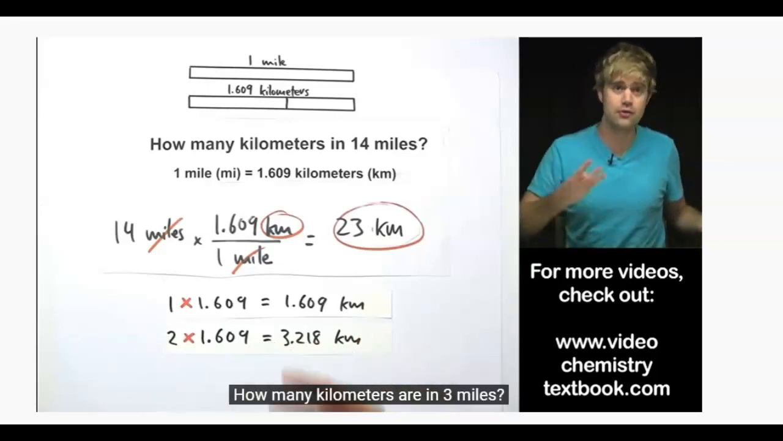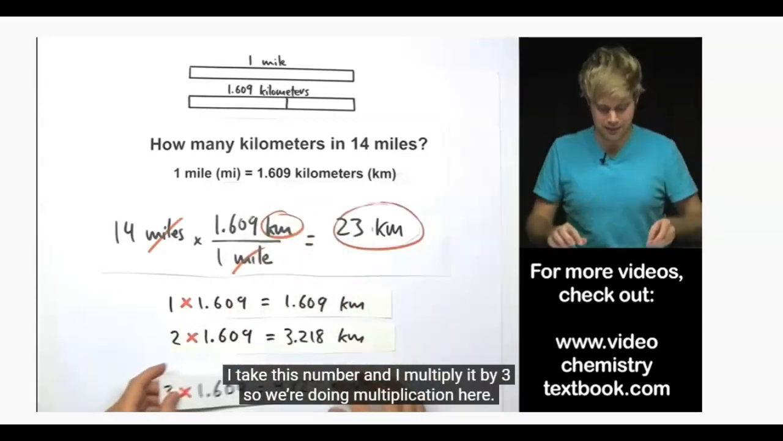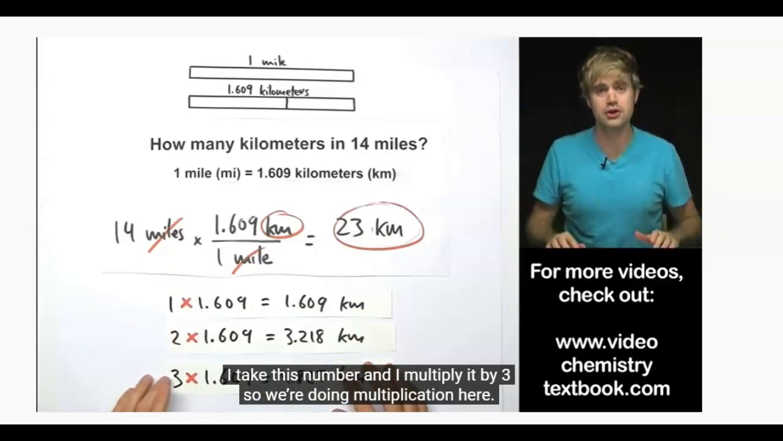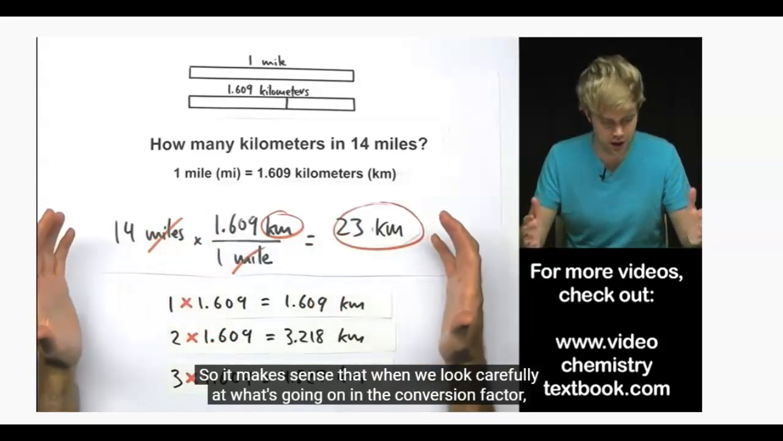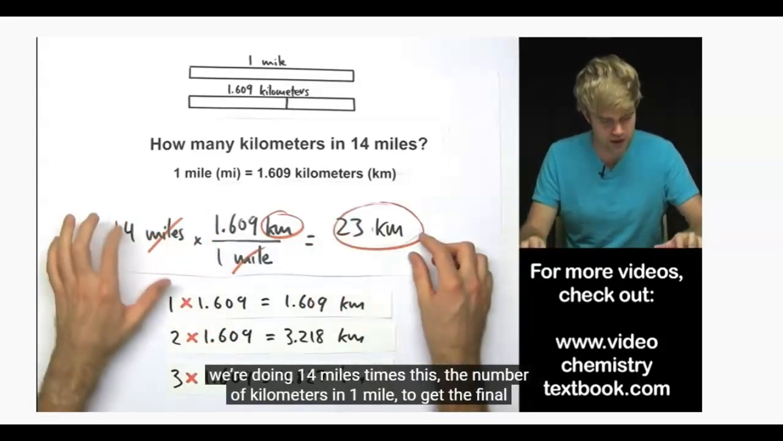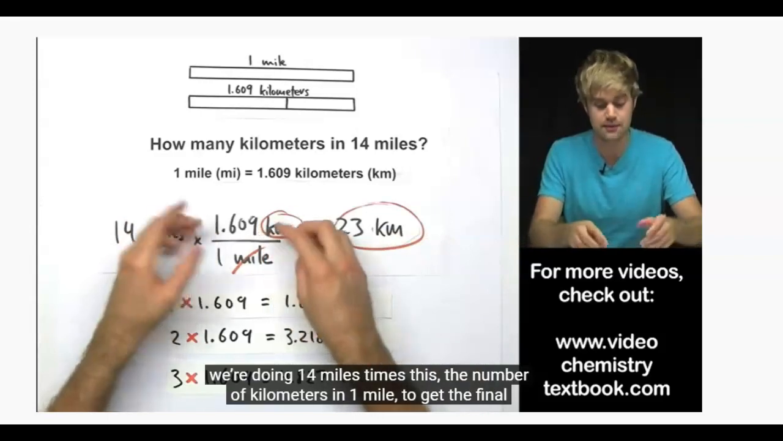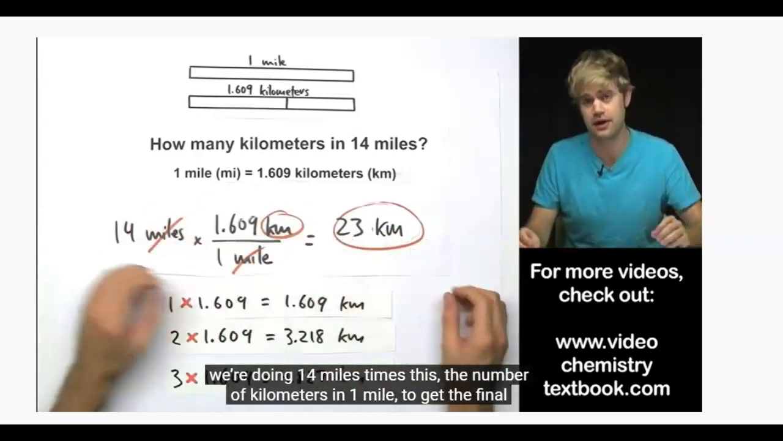How many kilometers are in 3 miles? I take this number, I multiply it by 3. So we're doing multiplication here. So it makes sense that when we look carefully at what's going on with a conversion factor, we're doing 14 miles times this, the number of kilometers in a mile, to get the final answer.